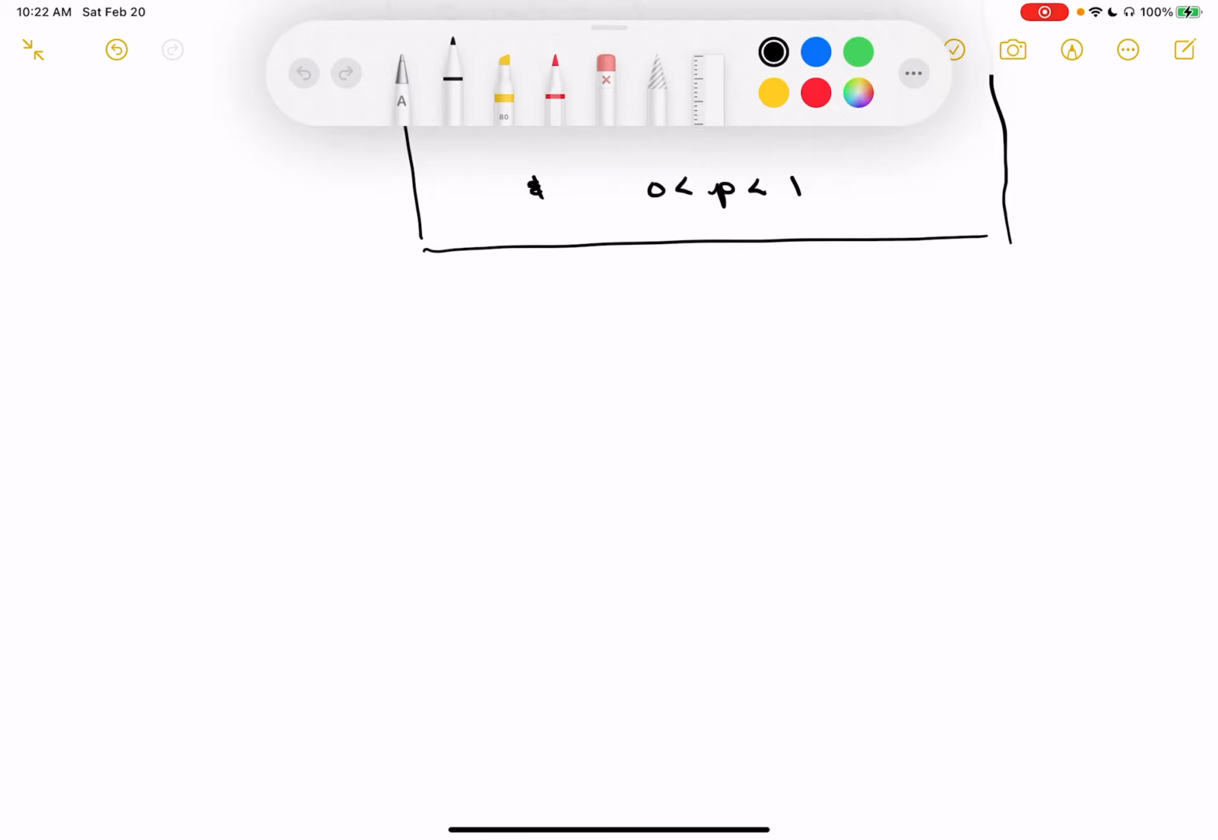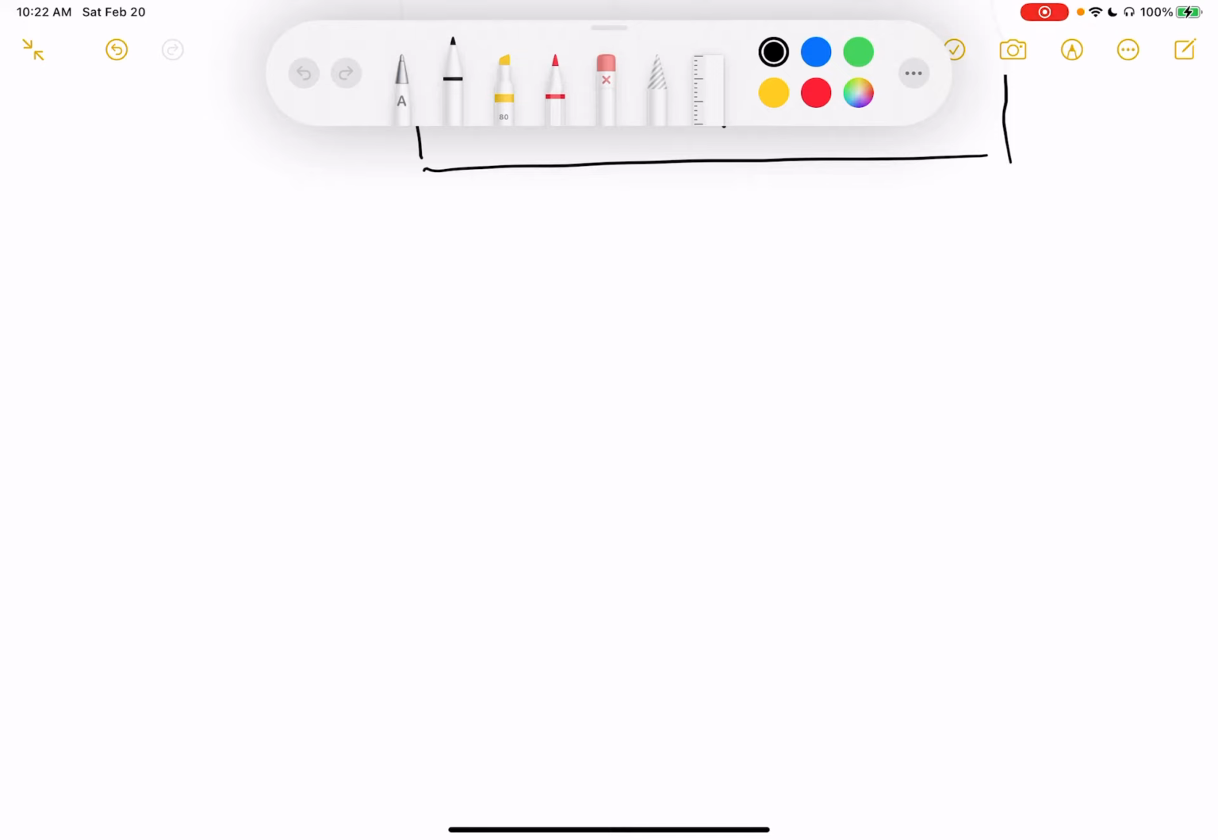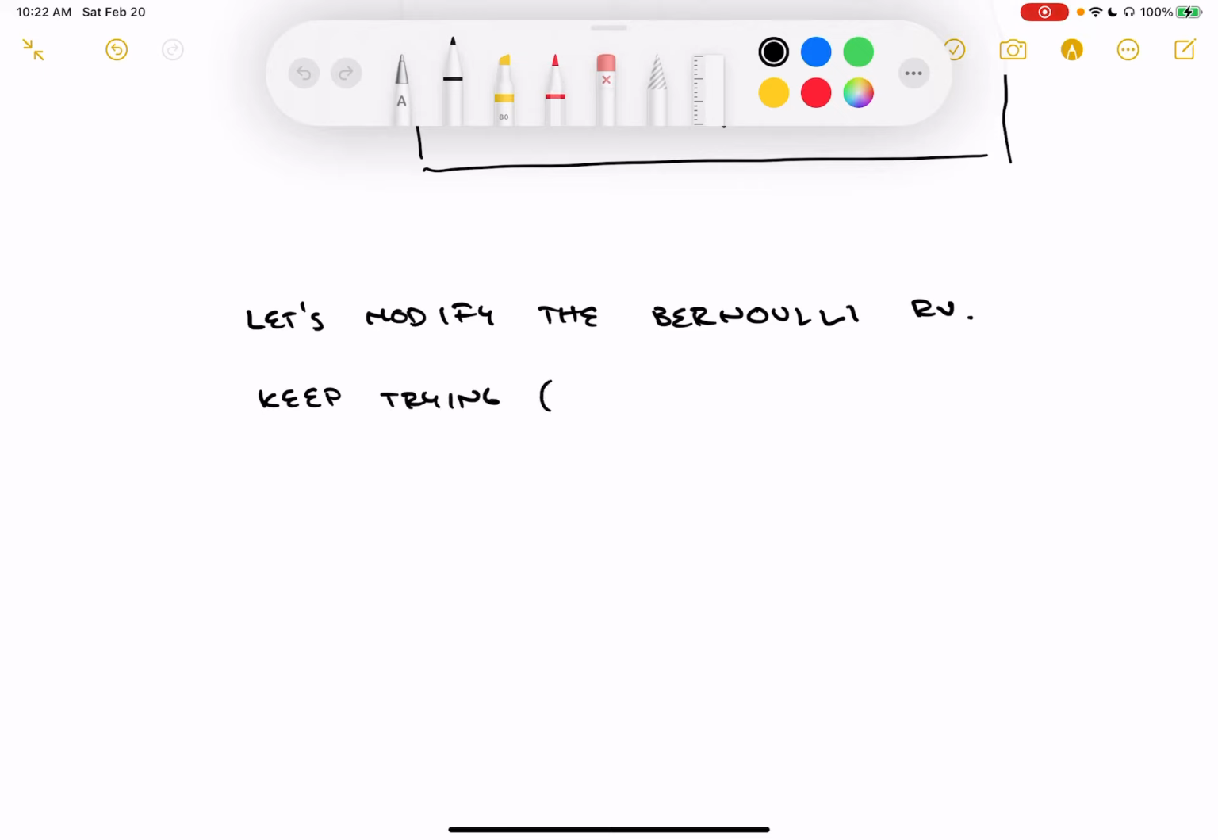We can modify this Bernoulli to come up with another family, and so we're going to go ahead and try to do that now. So let's modify the Bernoulli model random variable. And the way we're going to modify it this time is we're going to keep trying our experiment, keep trying whatever it is that we're doing, this binary experiment, until a success occurs.